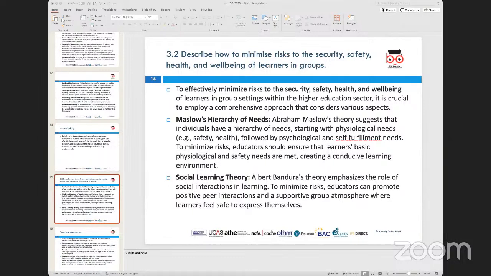At the bottom of the pyramid are the physiological needs, which are things like air, water, food, shelter and clothing. When you look at the second tier, which is the safety needs, what we need to ensure is personal security, health and safety, and the well-being of learners. So we can relate Maslow's theory as a theoretical framework to the security, safety, health and well-being needs of the learners in a classroom.